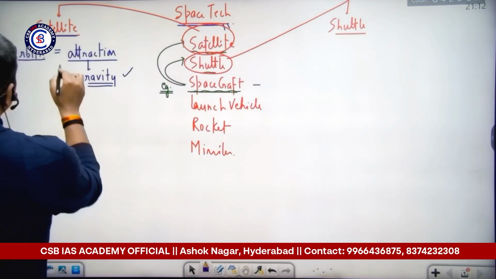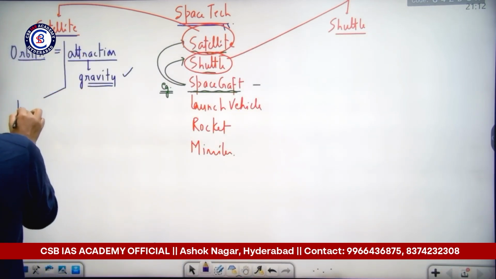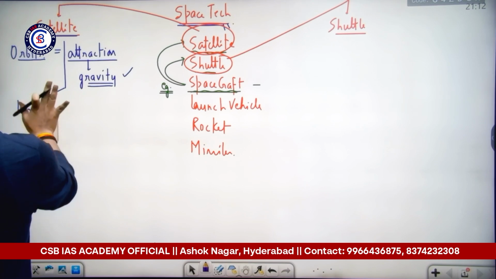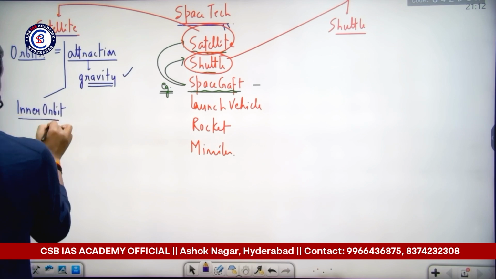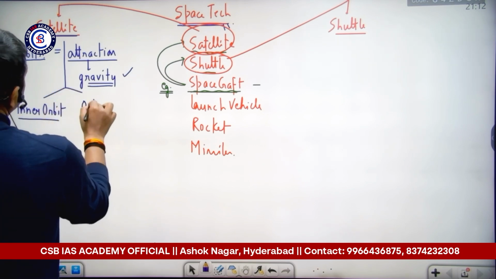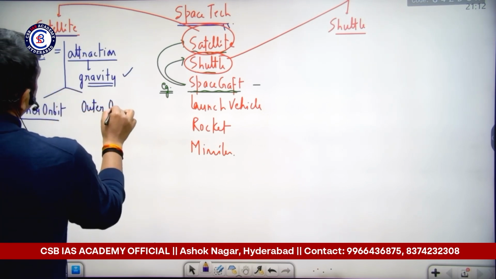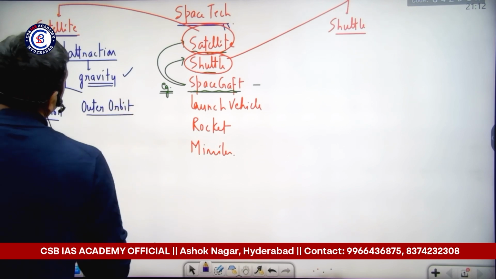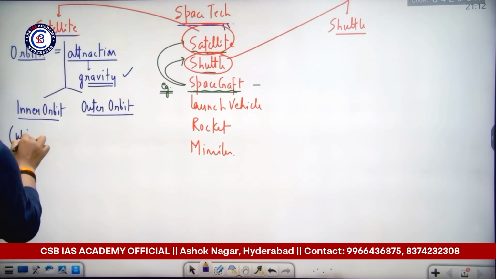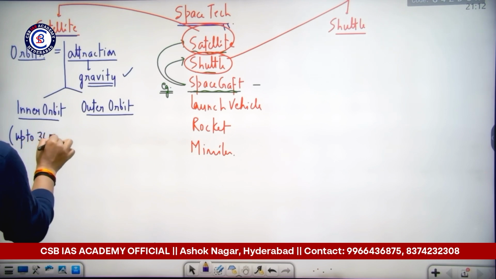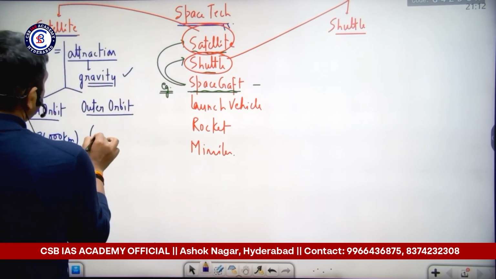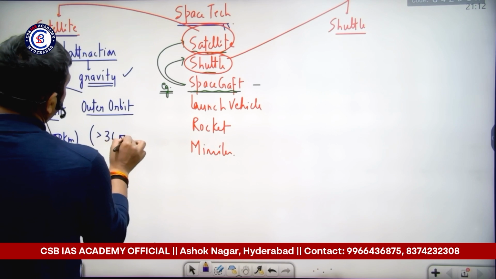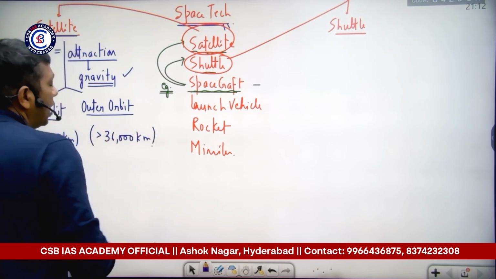Up to that distance where the Earth's attraction is available is called the inner orbit. If we are sending a satellite up to that distance where Earth's attraction is present, that is called inner orbit. And if we are sending a satellite beyond Earth's attraction, it is called an outer orbit. Up to 36,000 kilometers from the Earth's surface is the inner orbit, where Earth's gravity is present. Beyond 36,000 kilometers, roughly I'm telling you guys, we are in the outer orbit.